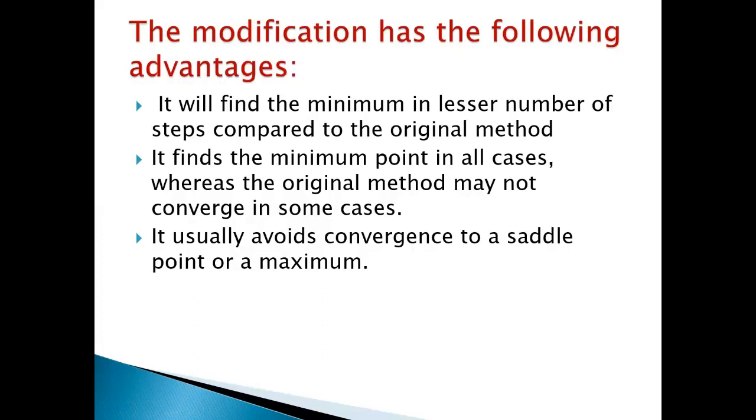So in Newton method, it will find the minimum in a lesser number of steps compared to the original method. It finds the minimum point, whereas the original method may not converge in some cases. As I said, it will just oscillate. It usually avoids convergence to a saddle point or a maximum. There is a vast theory behind the saddle point. It's based on the horse saddle structure, wherein you move in different directions. Will not get into this. This is some other point which you can discover later.